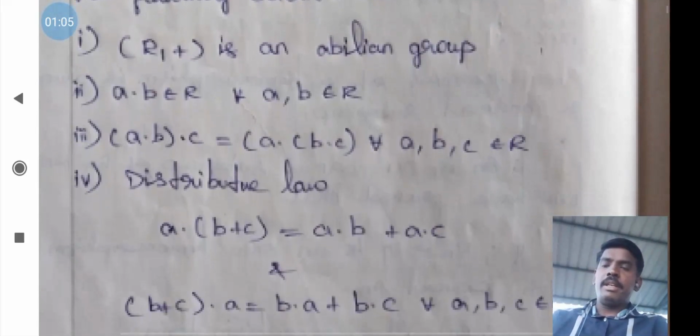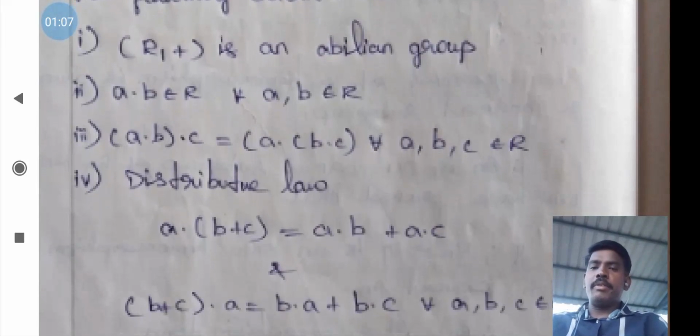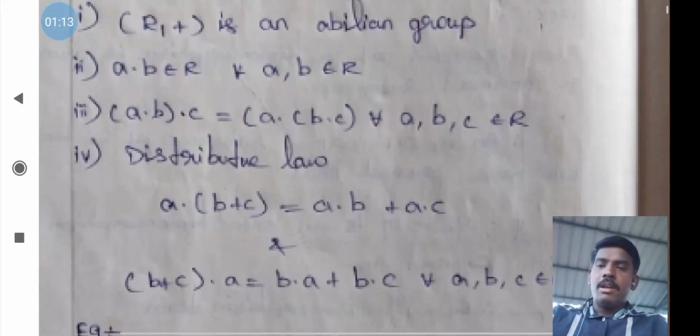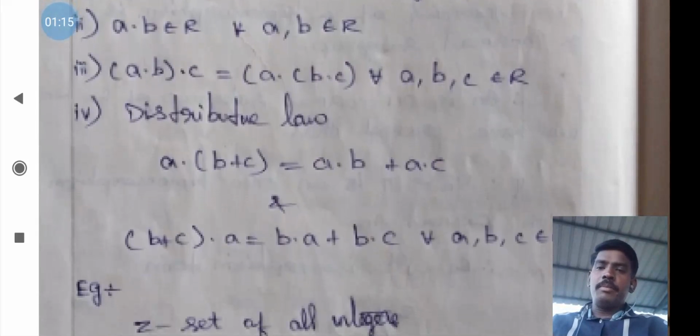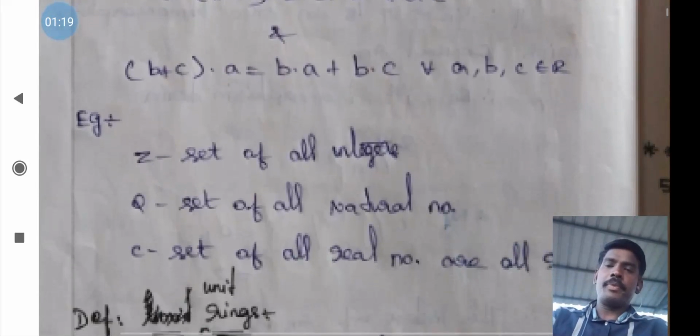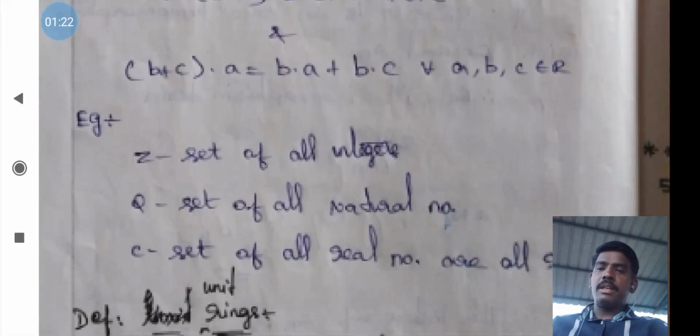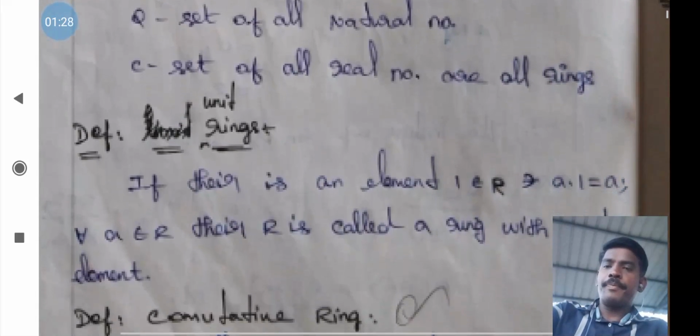Along with that, it also satisfies the distributive law, which is a dot (b plus c) equal to a dot b plus a dot c, or (b plus c) dot a equal to b dot a plus c dot a for every a, b, c belongs to R. Set of all integers, set of all natural numbers and set of all real numbers are some examples for rings.